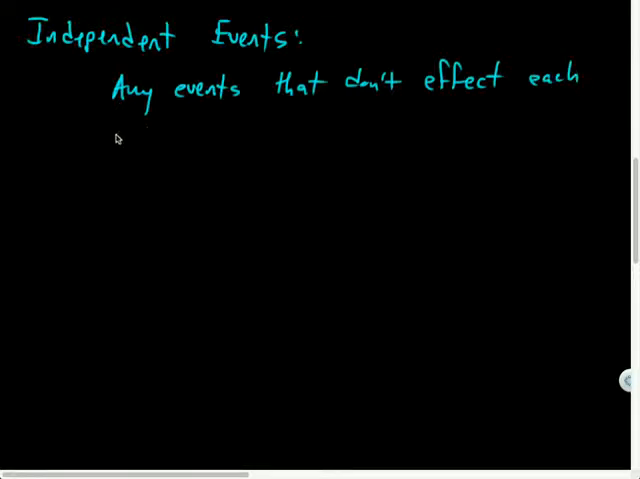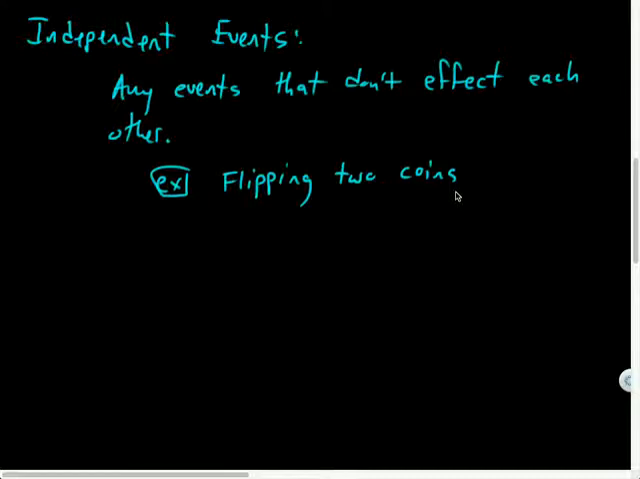Yes, bless you. All right. That one event's outcome will not change or affect the possible outcomes of the second event. So for instance, an example of that would be flipping 2 coins. Just because I get a heads on the first one does not change the probability of the second coin's outcome, right? It's still going to be the same.